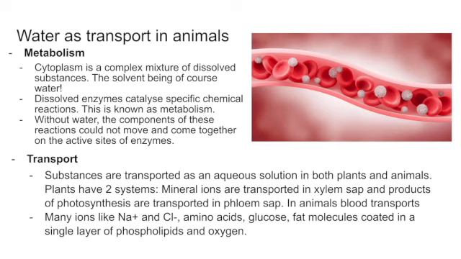Okay, so water as transport in animals. That's something that we should know. So metabolism, you've heard the word. Basically, we're not getting into details, but let's just talk about the small things in the body. For example, cytoplasm is a complex mixture of dissolved substances in the blood. And guess what? What's the solvent? Water. Everything is dissolved in water in the cytoplasm.